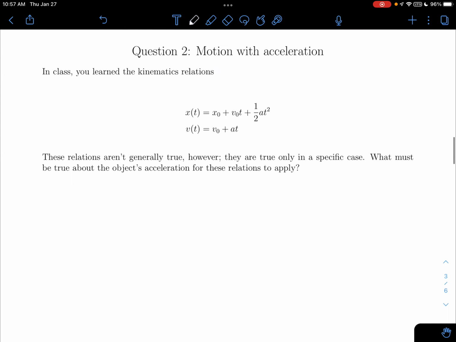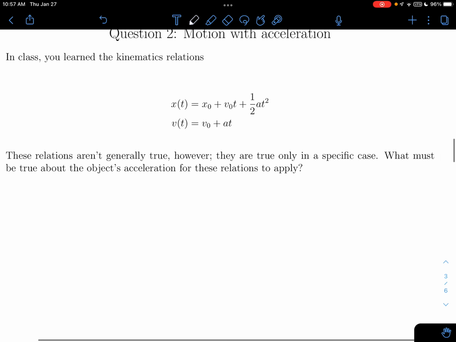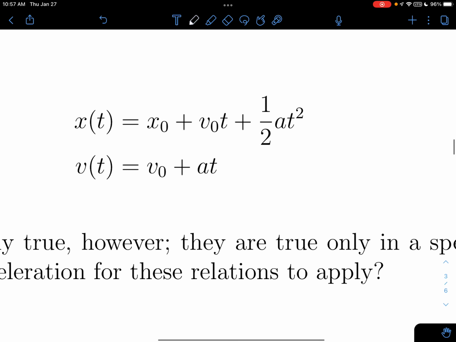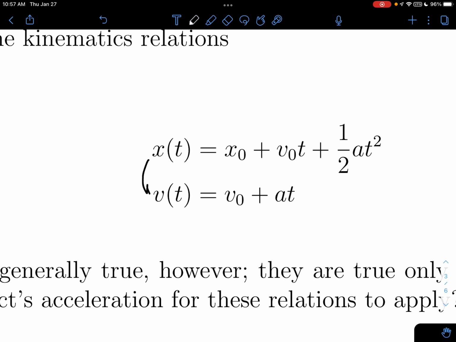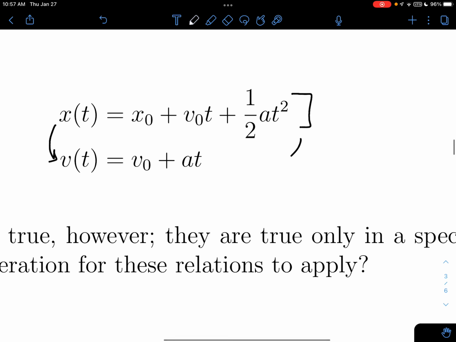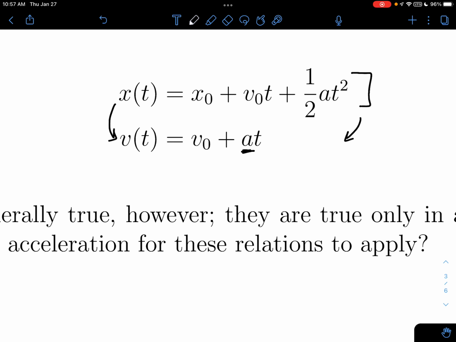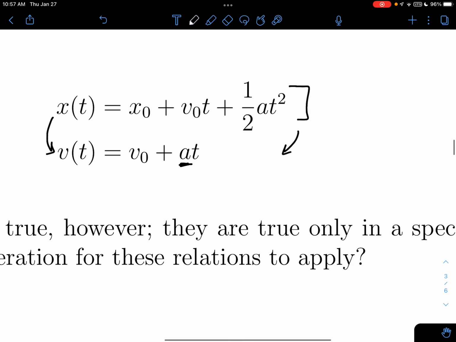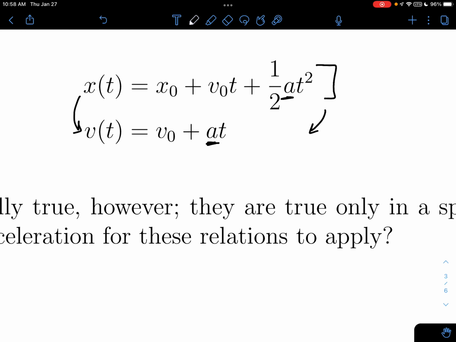So now we look at our kinematics relations. These relations aren't always true, but they are true in a specific case. And the reason they're true is that, if you took calculus, velocity is going to be the derivative of position. So we take the derivative of this with respect to time, and it gives us this. The only way that this makes sense is if a is constant over time. So if our acceleration is constant, then this is just a constant coefficient, and we don't have to multiply by the derivative of all that mess.